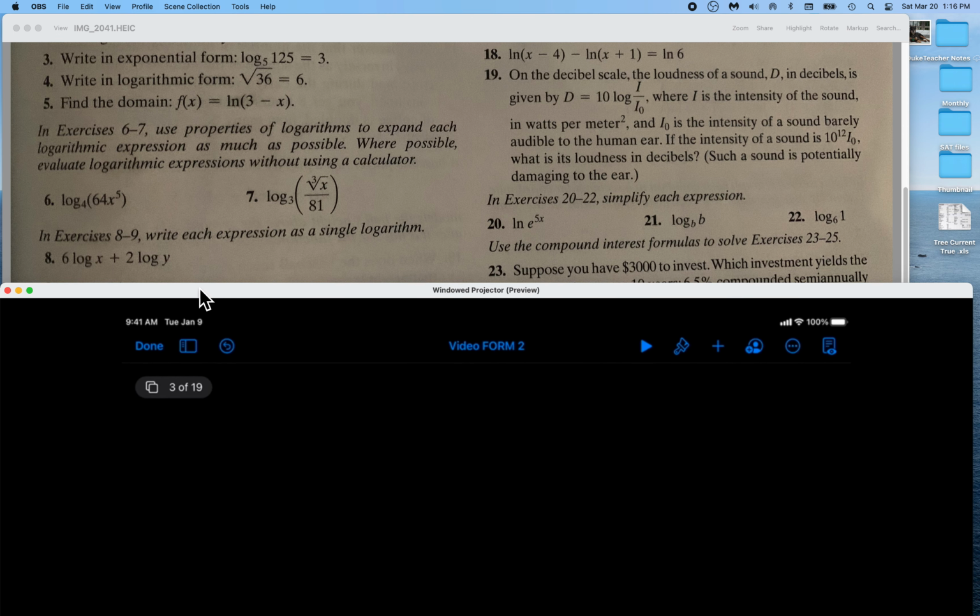Number 8. Here they want to write each expression as a single logarithm. So this is called condensing. So notice we have 2 logs here. We're going to condense that into 1 log. So we're only allowed to write the word log once. Immediately I see that both of these have positive in front of them. That means both arguments are going to be in the numerator. I'm going to go ahead and take this coefficient out front and move it to the exponent position. Because this is plus, I'm going to put x to the 6th in the numerator. Same thing over here, I'm going to move that, become y squared.